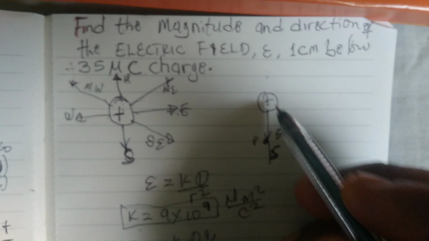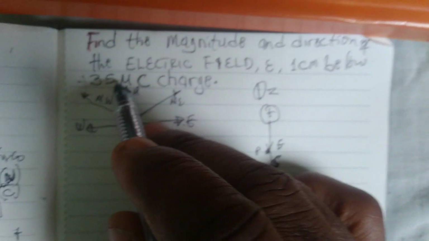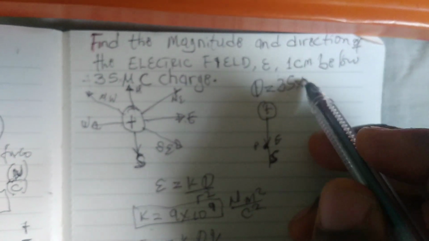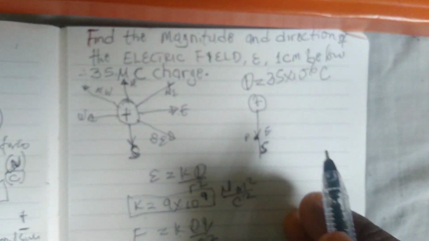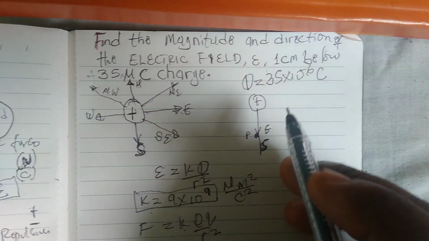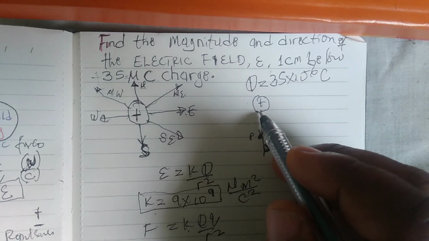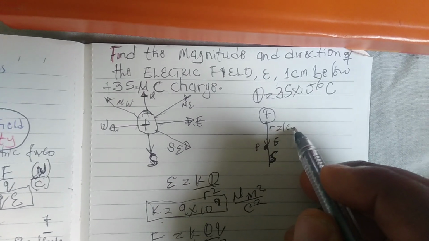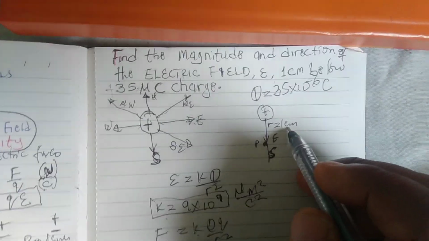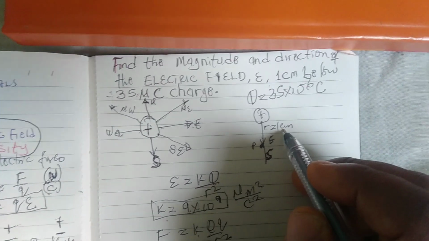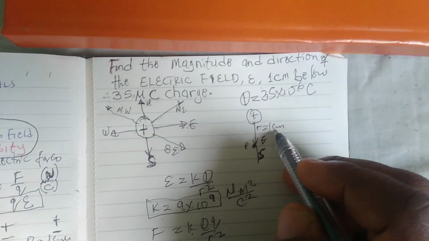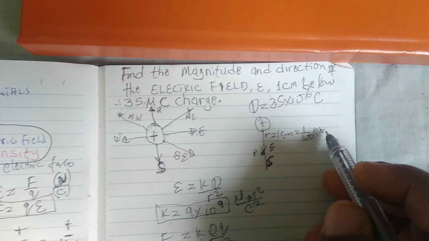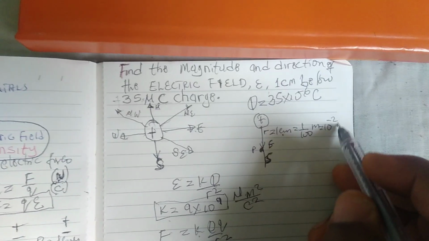In the exercise, this is my q. The q value given in the exercise is 35 microcoulomb. Micro simply means times 10 raised to minus 6, that is coulomb. Now, the distance r from this charge is given as 1 centimeter. From the word century, century means 100. So centi means fraction, 1 over 100. So this one can be written as 1 over 100 meter, which can be written, from law of indices, as 10 raised to minus 2 meter.